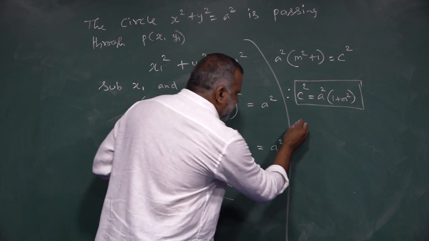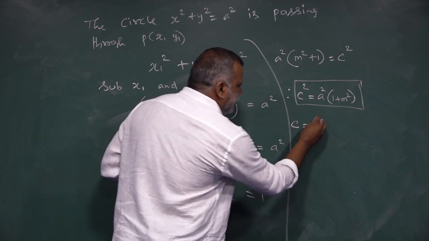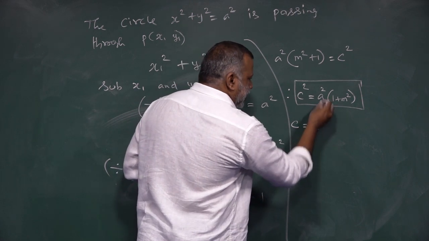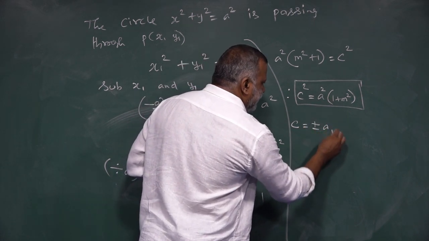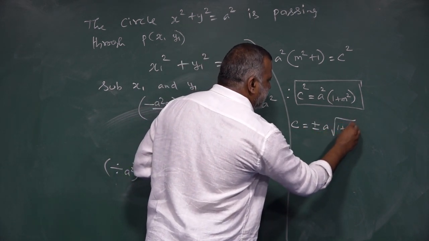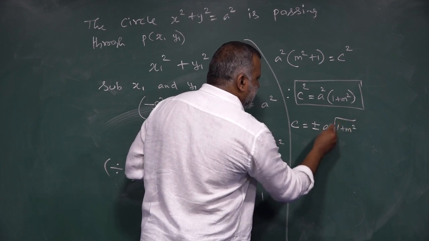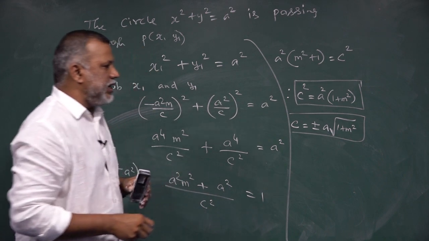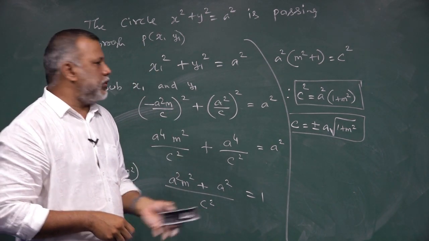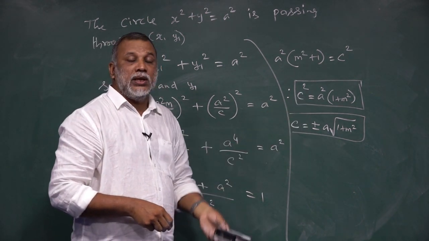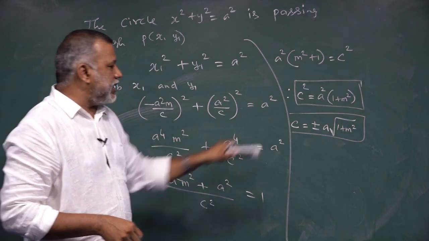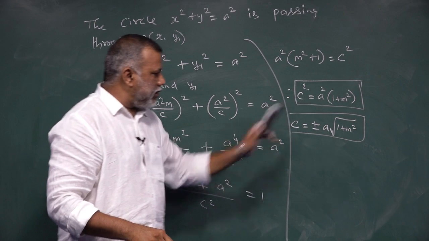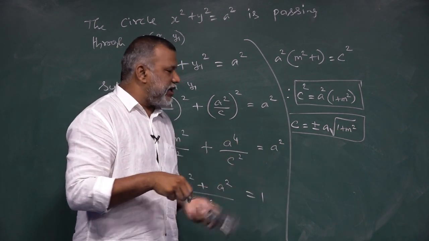From this we can write c equal to plus or minus, when we are taking the square root, use the plus or minus. The square root of a squared becomes a, then root of 1 plus m squared. So this is the required condition: c equal to plus or minus a into square root of 1 plus m squared. We can use both ideas. So this is the required condition for y equal to mx plus c to be a tangent, which we have worked out.